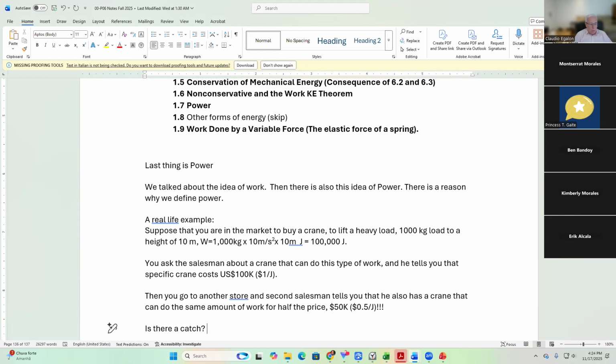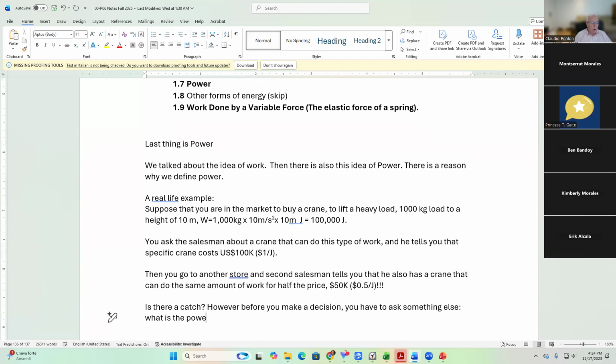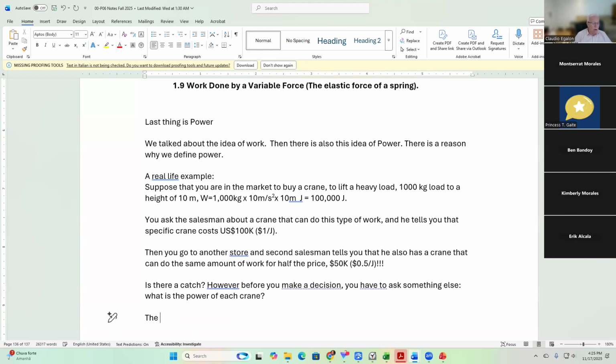Well, before you make a decision, you have to ask something else. And the question you have to ask is, what is the power of each crane? That's what you have to ask, okay? Both of them can lift a 1,000 kilogram load, yes. But what about the power, right?